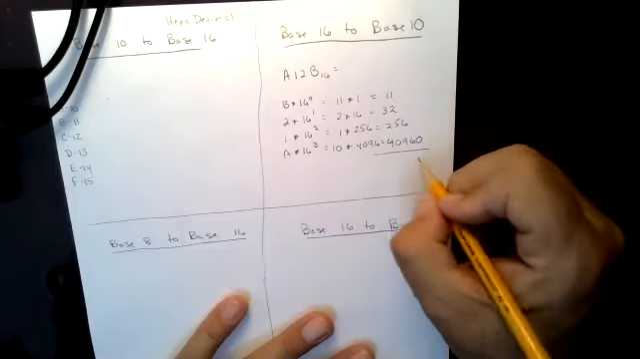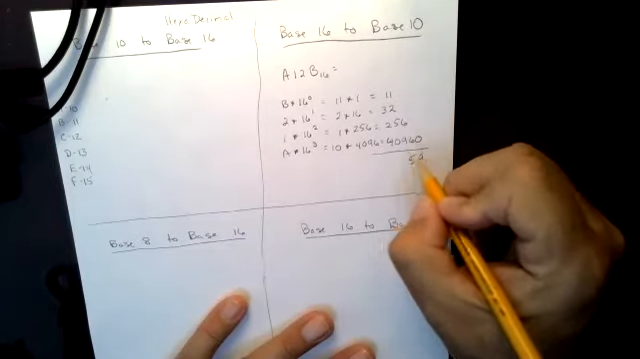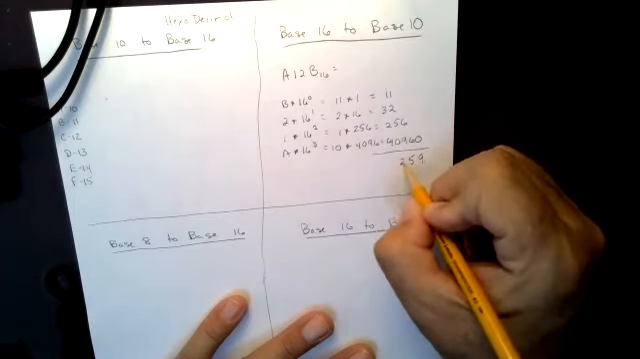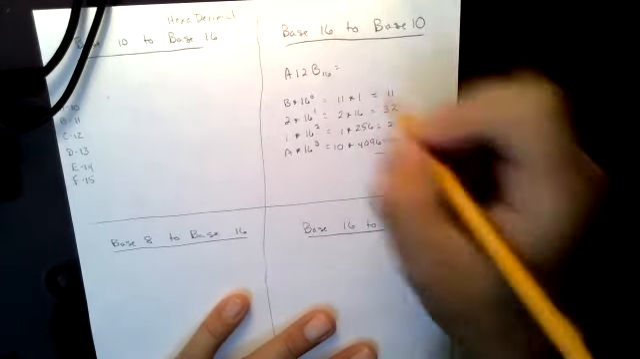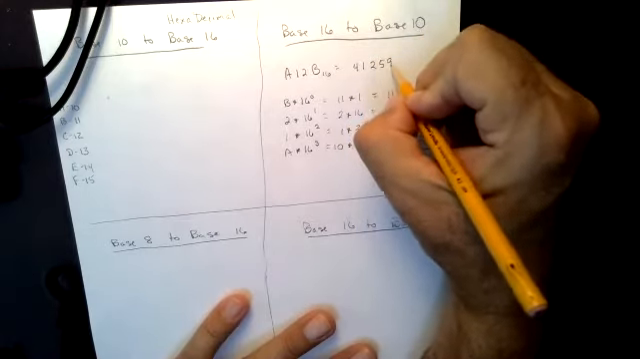6 and 2 and 1 is a 9. 4, 9, and a 6 is a 15. 10, 11, 12, 1, 4. So it should equal 41,259.